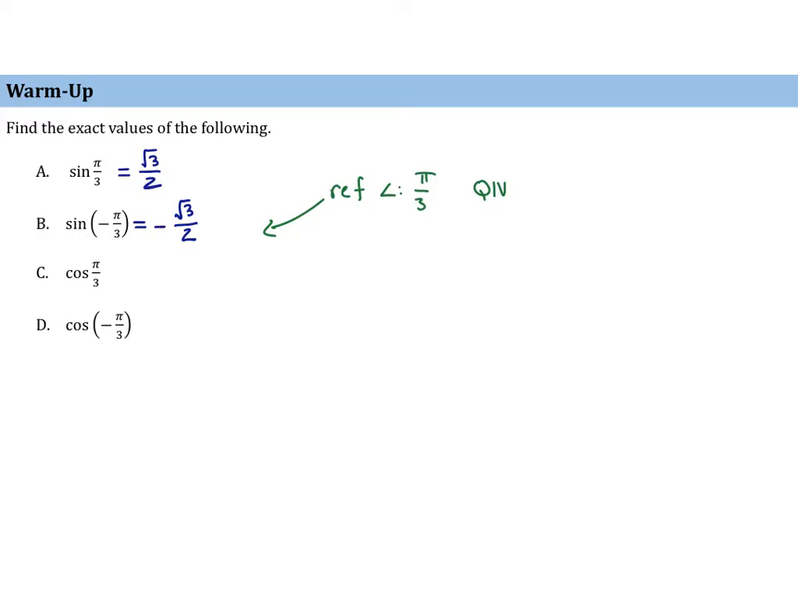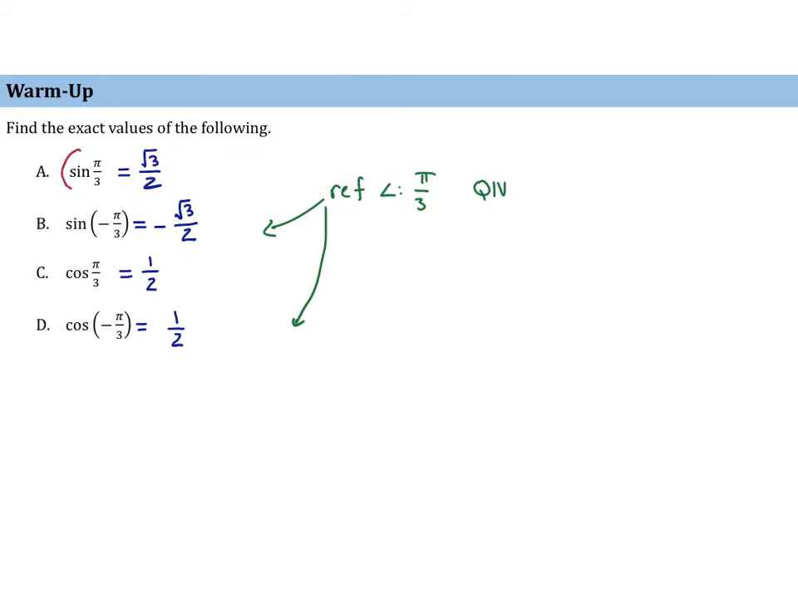So as we look at part C, cosine of pi over 3, we know that angle has a cosine of positive a half. And in part D, we have the same reference angle and the same quadrant as what we saw for sine of negative pi over 3. So the magnitude of the cosine of negative pi over 3 will be 1/2, and since negative pi over 3 is in quadrant 4, cosine of negative pi over 3 will be positive. So we have positive a half.